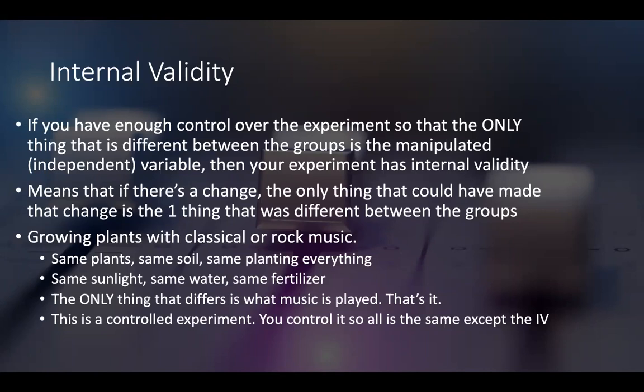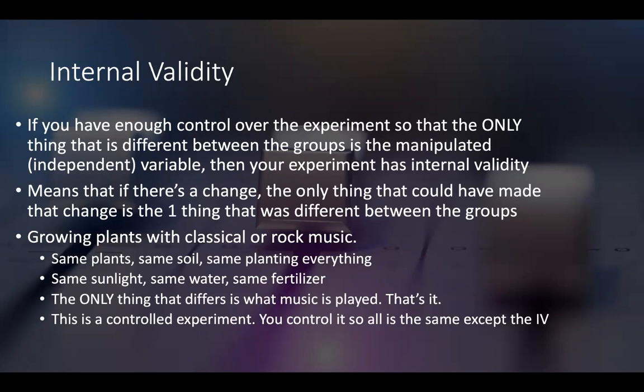Let's say you're observing plants. You want to grow plants. You're wondering if the music that you're listening to makes a difference in terms of growing plants. And so you have to have enough control over that experiment so that the only thing that changes is music. Everything else has to be the same. We call that controlled. If it's all the same, it's the same thing as being controlled. So you're controlling for, that means you're making it the same in both groups.